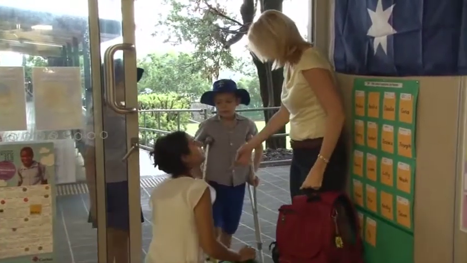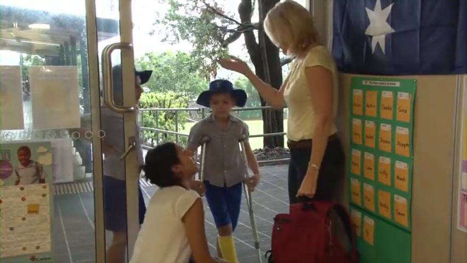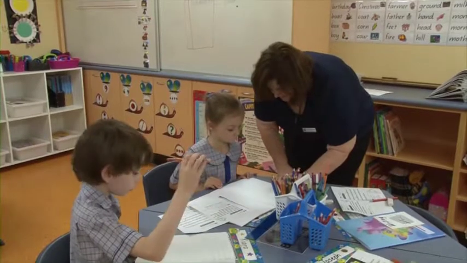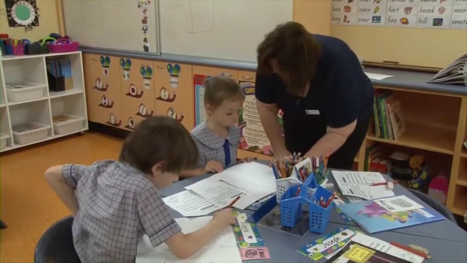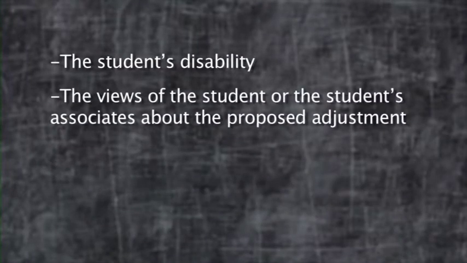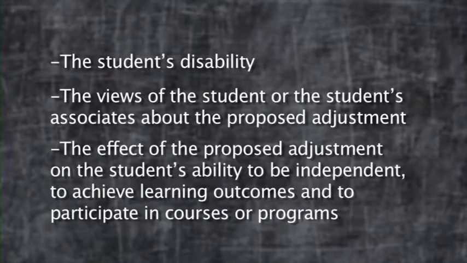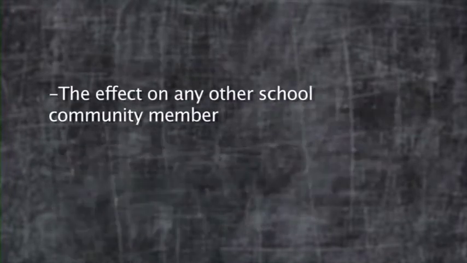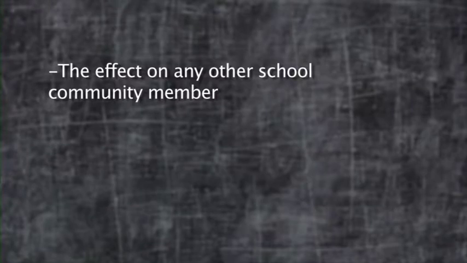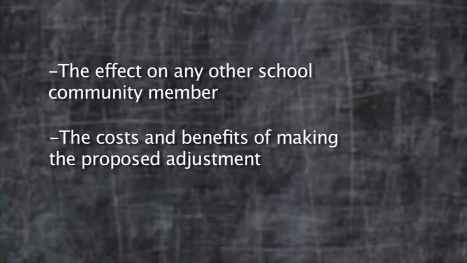The standards also state that all relevant circumstances should be considered when assessing whether a particular adjustment is reasonable. These circumstances should include the student's disability, the views of the student or the student's associates about the proposed adjustment, the effect of the proposed adjustment on the student's ability to be independent, to achieve learning outcomes and participate in courses or programs, the effect on any other school community member, and the costs and benefits of making the proposed adjustment. Let's look at each circumstance in more detail.